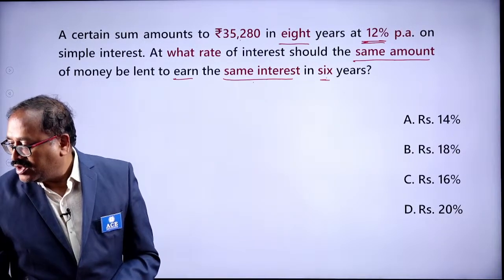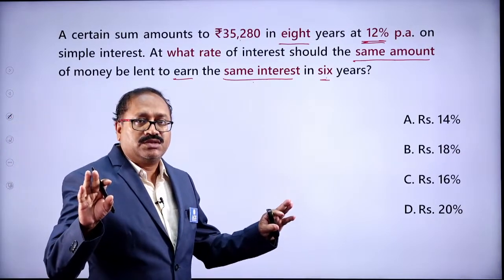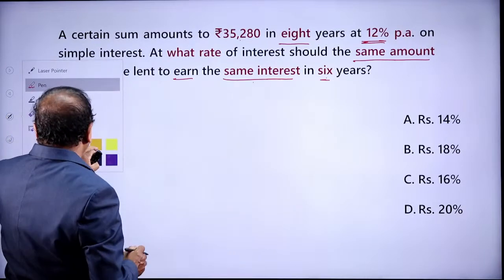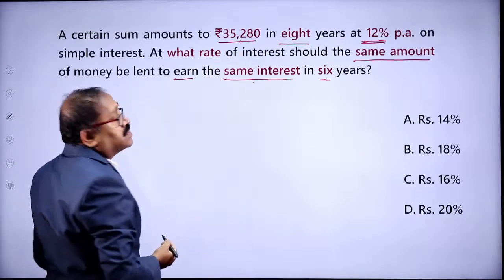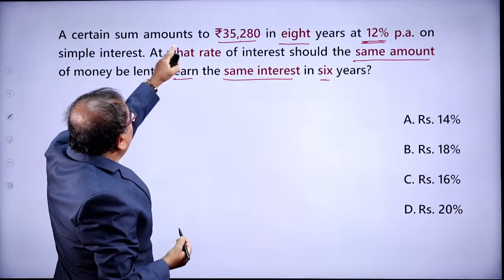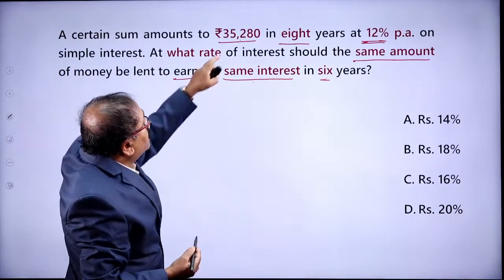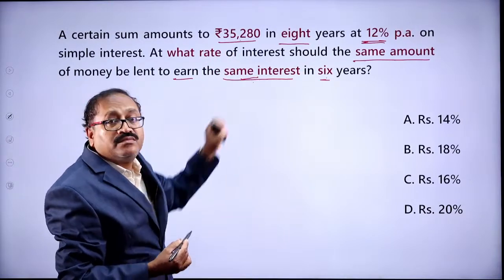So come on, anyone answer the question? Look at this, how simple this question is. Now the sum is the same. The amount is 35,280. So that means whatever interest is there here, I should get the same interest.